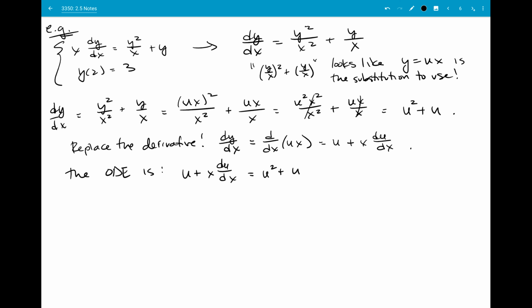And now I just have to think about solving this. So I've got x du/dx equal to u squared plus u minus u, so just u squared. Or du over u squared is equal to dx over x. And then this is in separable form. So I'm going to try to solve this as a separable equation.